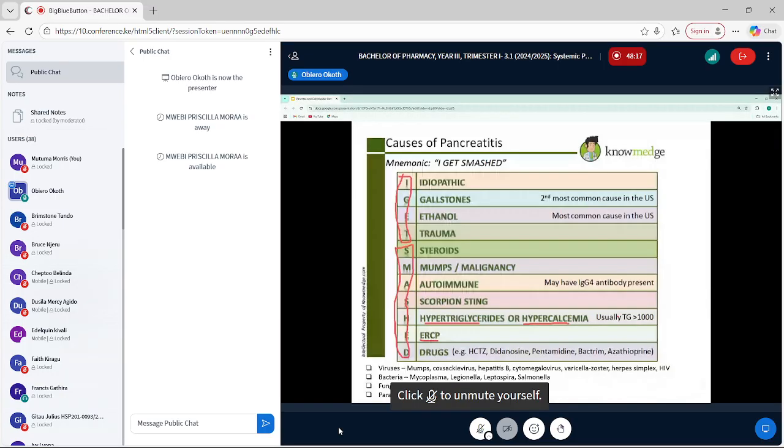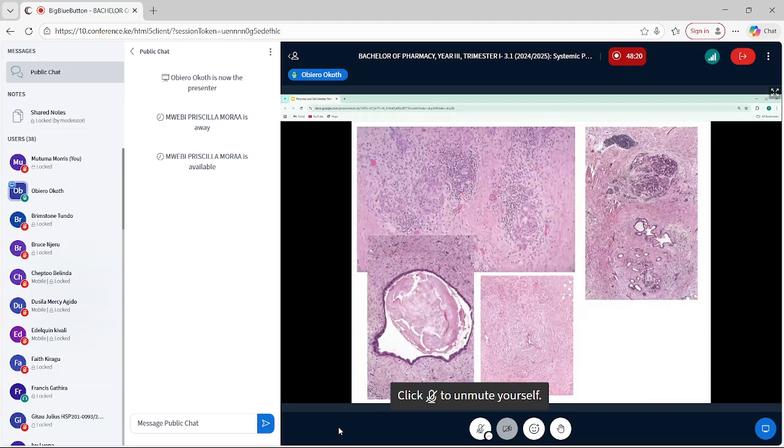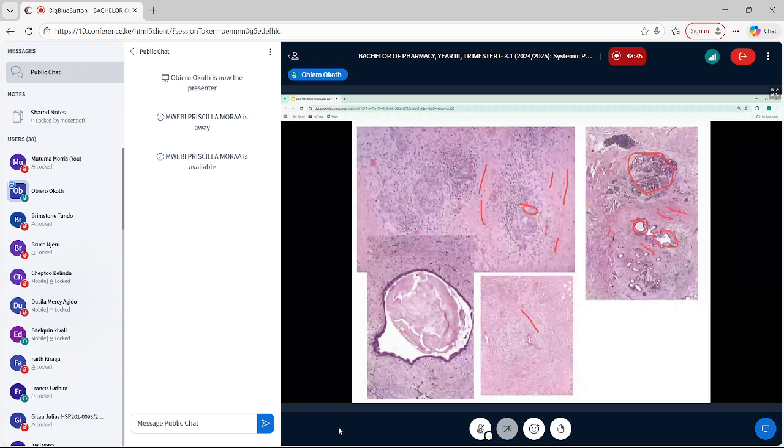So here now you are just seeing chronic inflammation. The acini are very few now. This is fibrosis. Again, this is fibrosis. These are the remaining acini. This again is intense chronic inflammation. These are the ducts. Again, fibrosis. So it's like the ducts are being damaged.